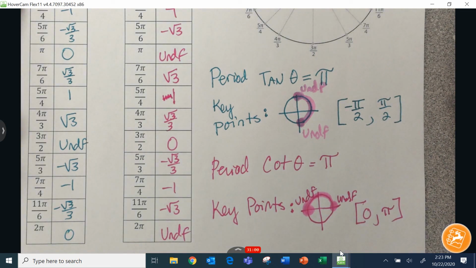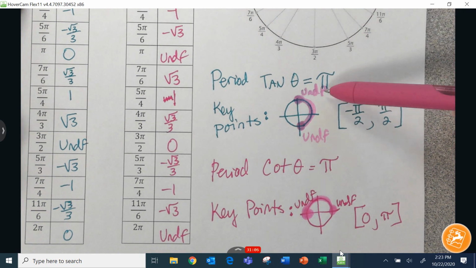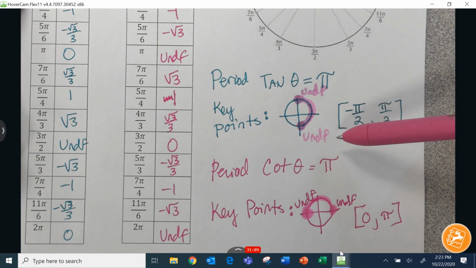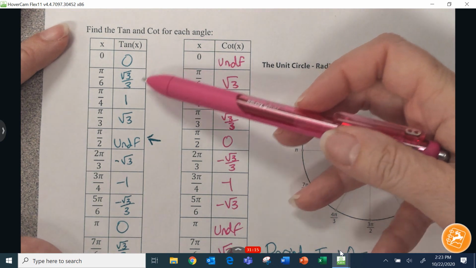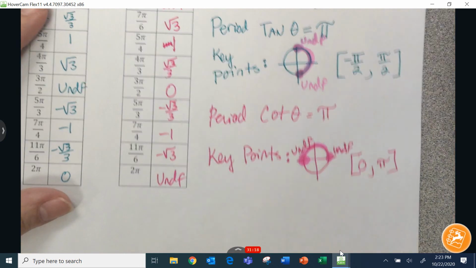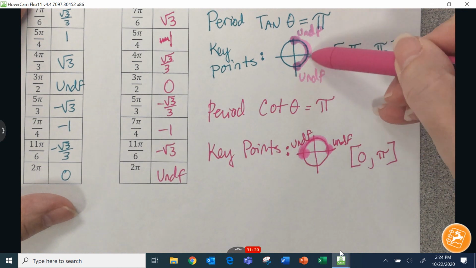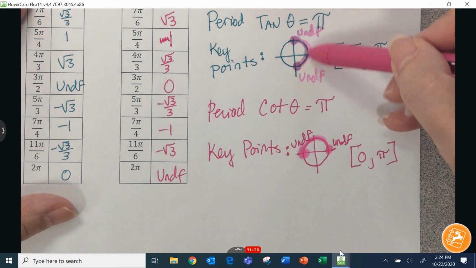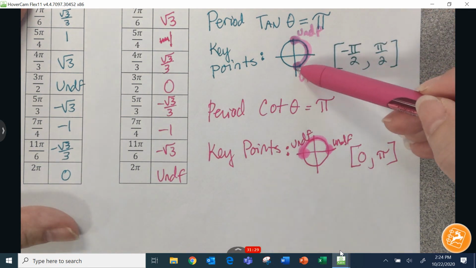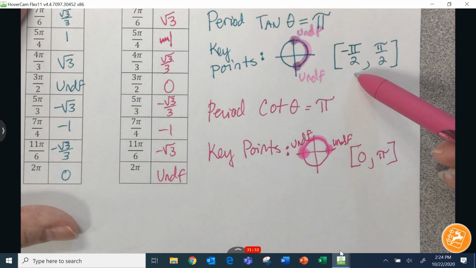And then the key points that we are going to use for tangent and cotangent, we're always going to use values that start at undefined and end at undefined. But tangent is not undefined at 0. So I'm not starting tangent at 0. In fact, I'll pass through 0, but I'm going to back it up. It has to be a continuous interval. So I went backwards, and we're starting at negative pi over 2, and we're going to positive pi over 2 for tangent. Those would be the key points in the tangent table, which are on the next page.